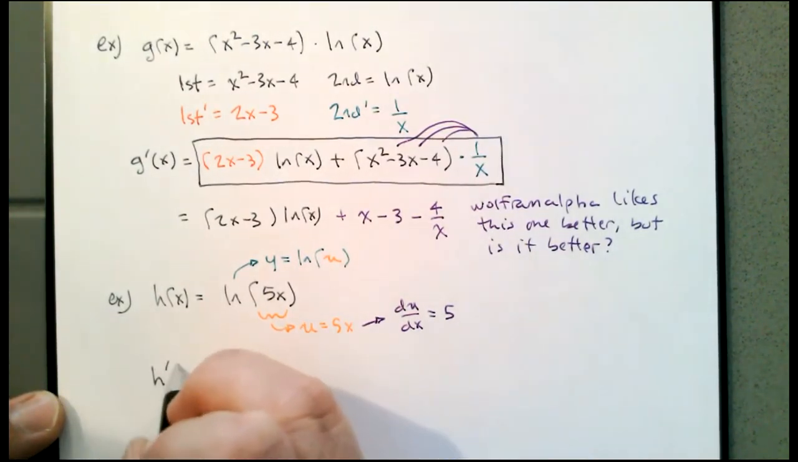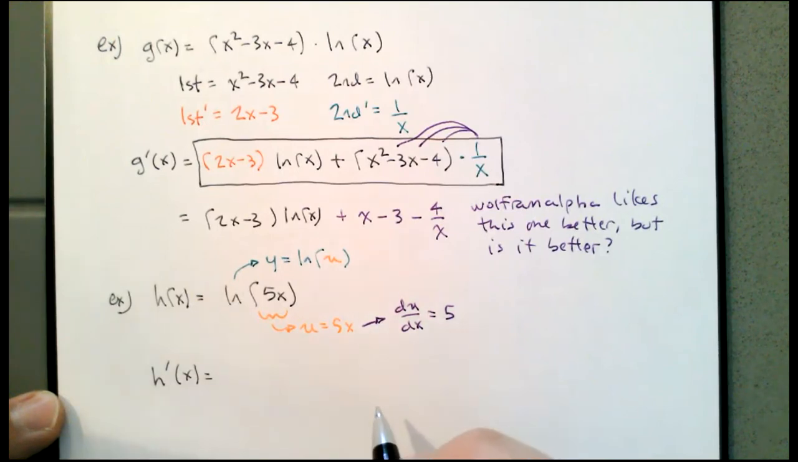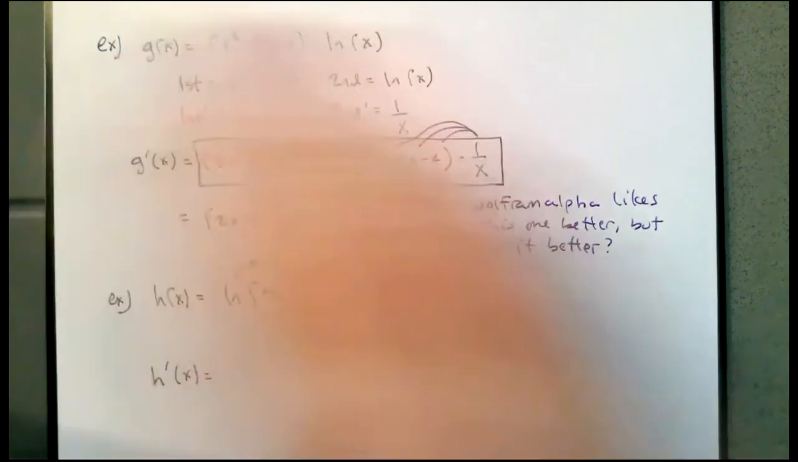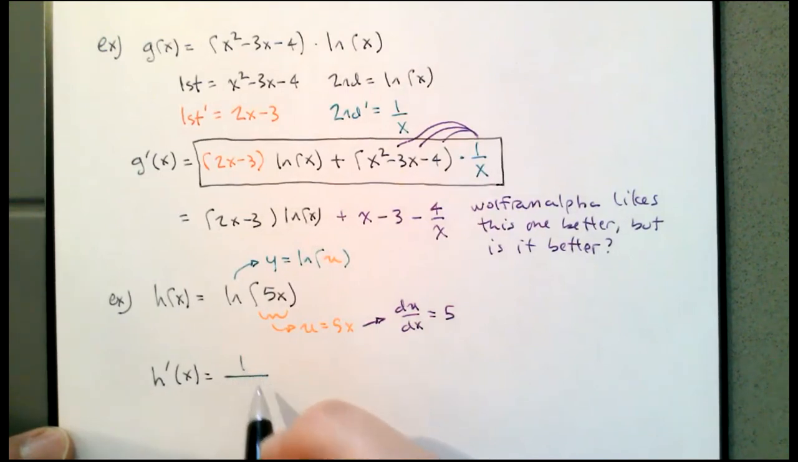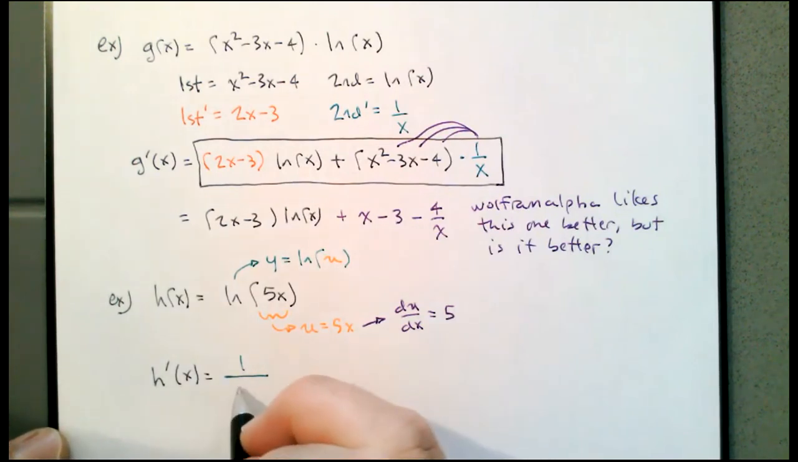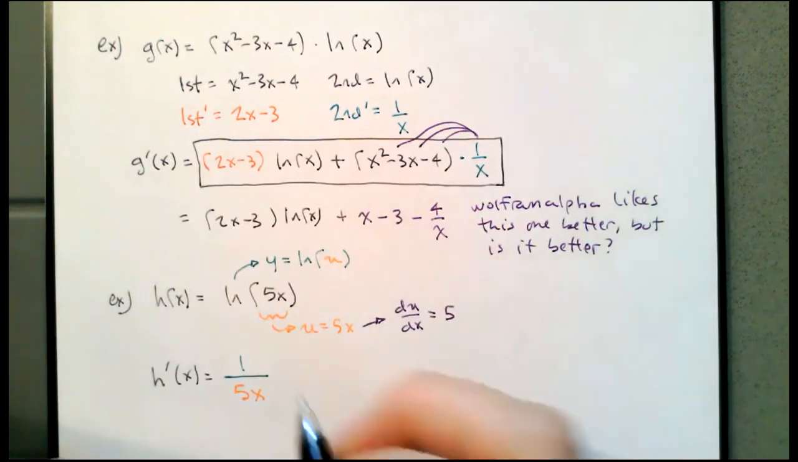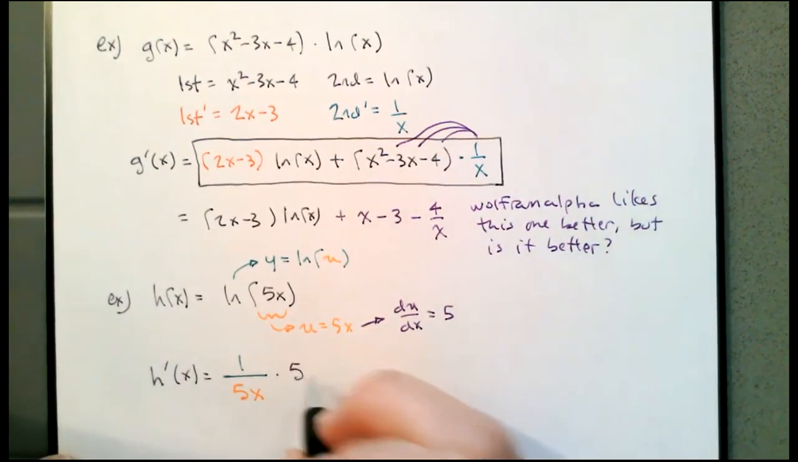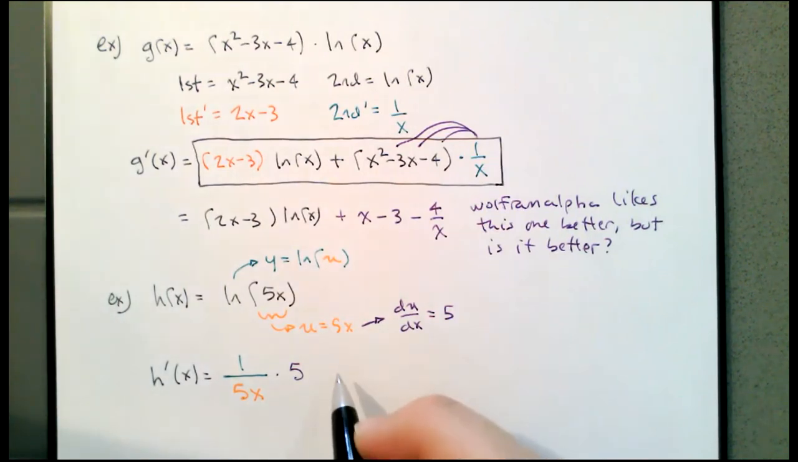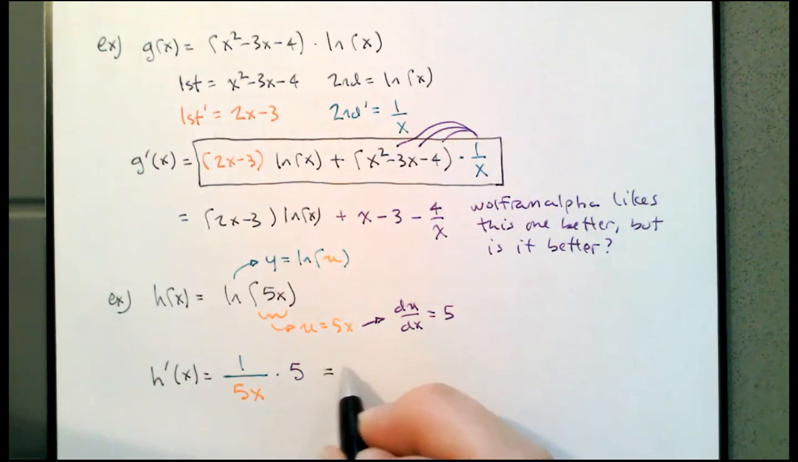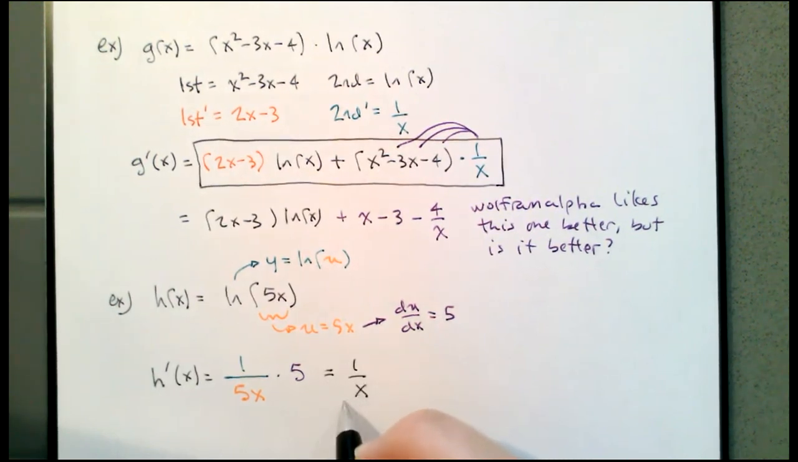So a cool thing is going to happen with the derivative of natural log of 5x. So h prime of x. The derivative of natural log of u is 1 over u. So the derivative of natural log of 5x is 1 over 5x times the derivative of 5x, which is equal to 5. So this is interesting because the 5's cancel and the derivative of natural log of 5x is just equal to 1 over x.